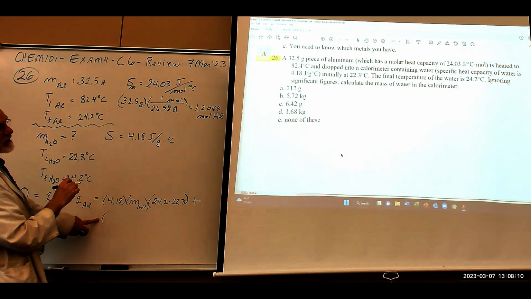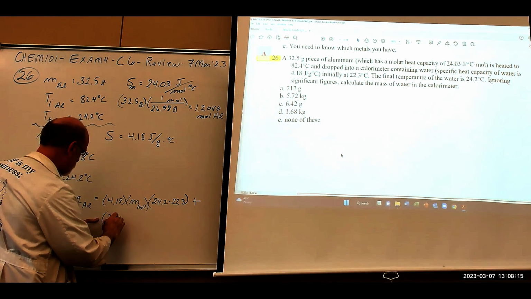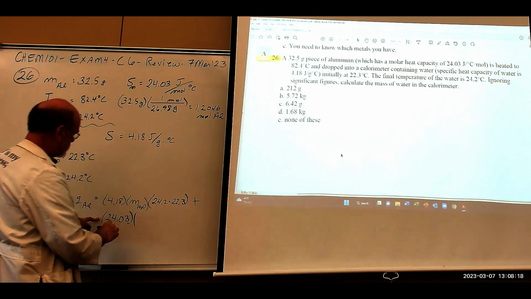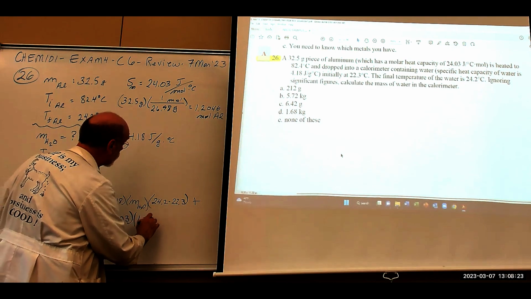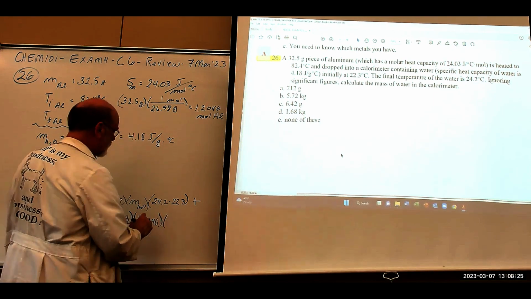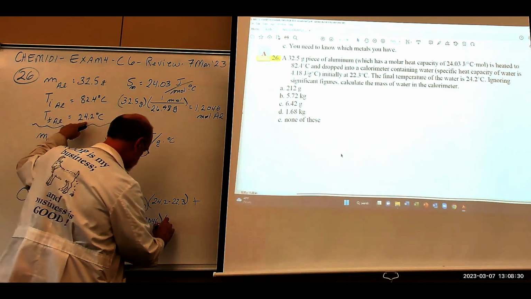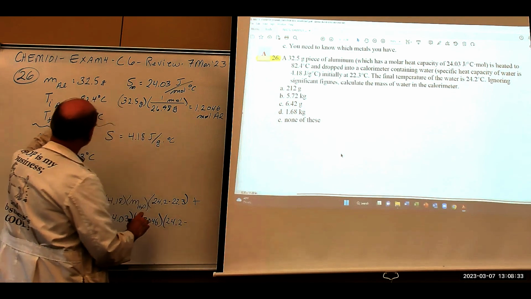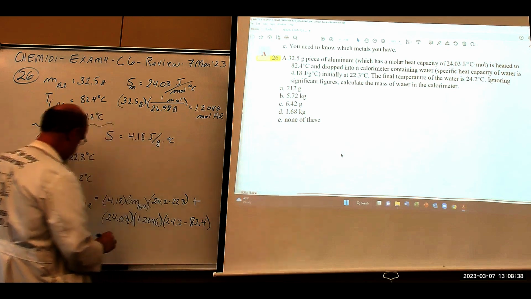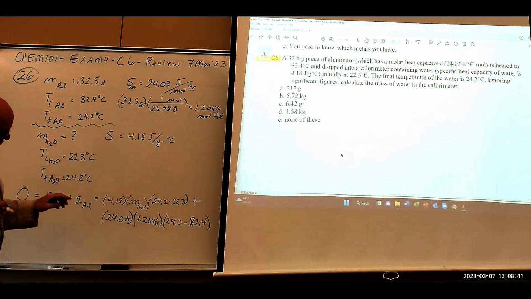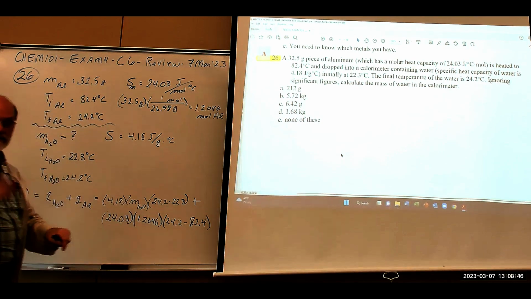Now we can do it. So the molar heat for aluminum is 24.03. And the moles of aluminum is 1.2046. And then the change in temperature is final, 24.2 minus 82.4. There we go. So now what we have to do is do some number crunching and solve for that value. Okay.